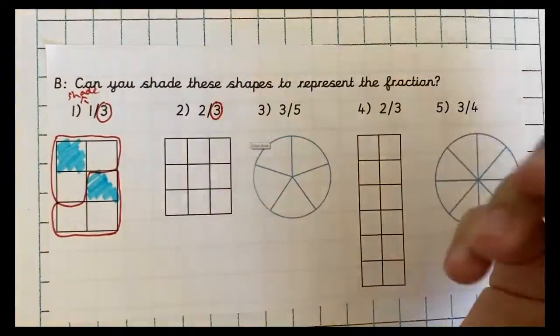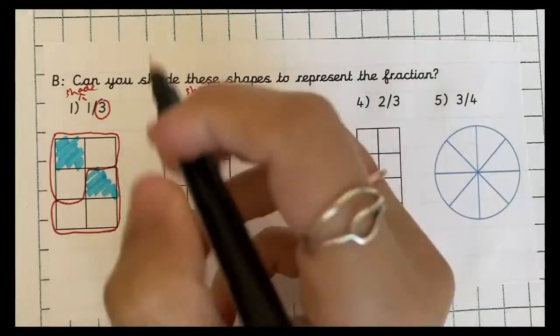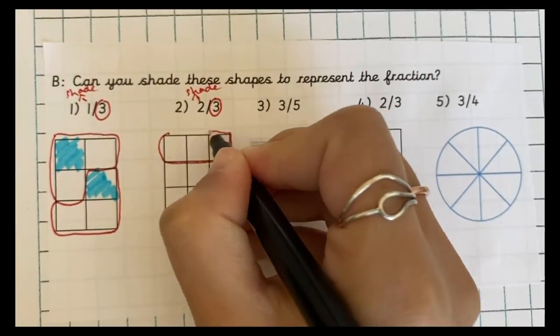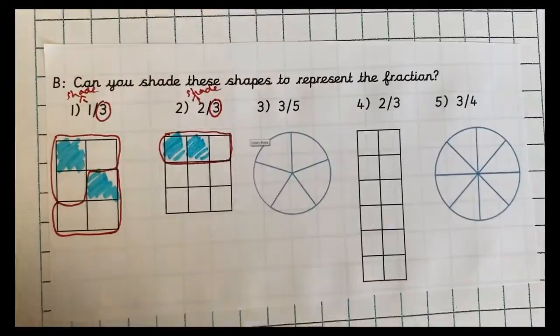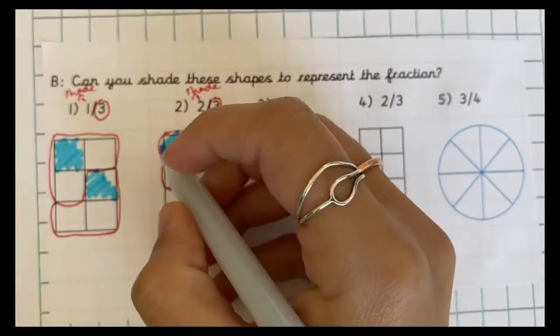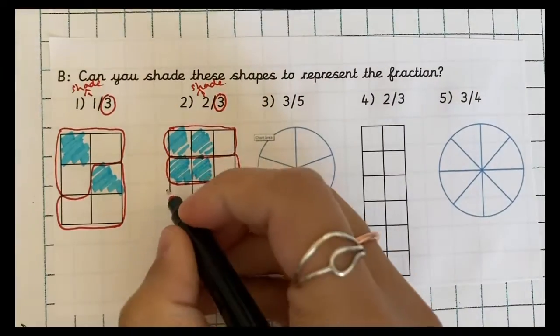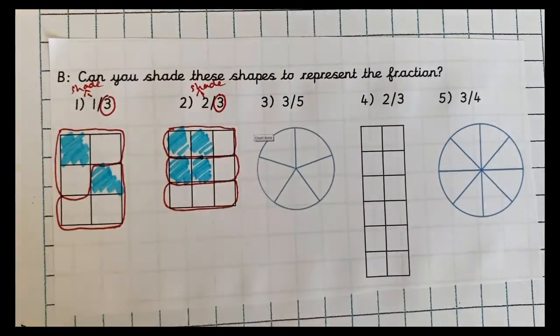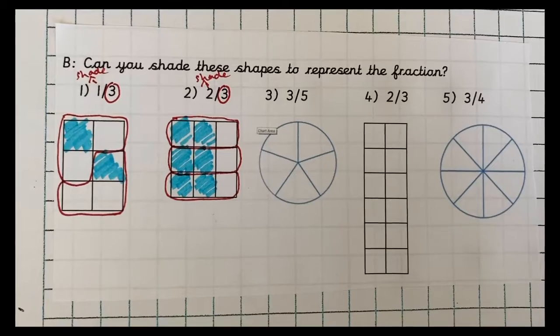Now let's shade in 2/3. So out of every 3, I'm going to shade in 2. So I'm going to put a ring around 3 and shade in 2 of those. I'm going to put a ring around another 3 and again shade in another 2 and repeat that until you've completed the shape. And you should have 6 parts shaded in.